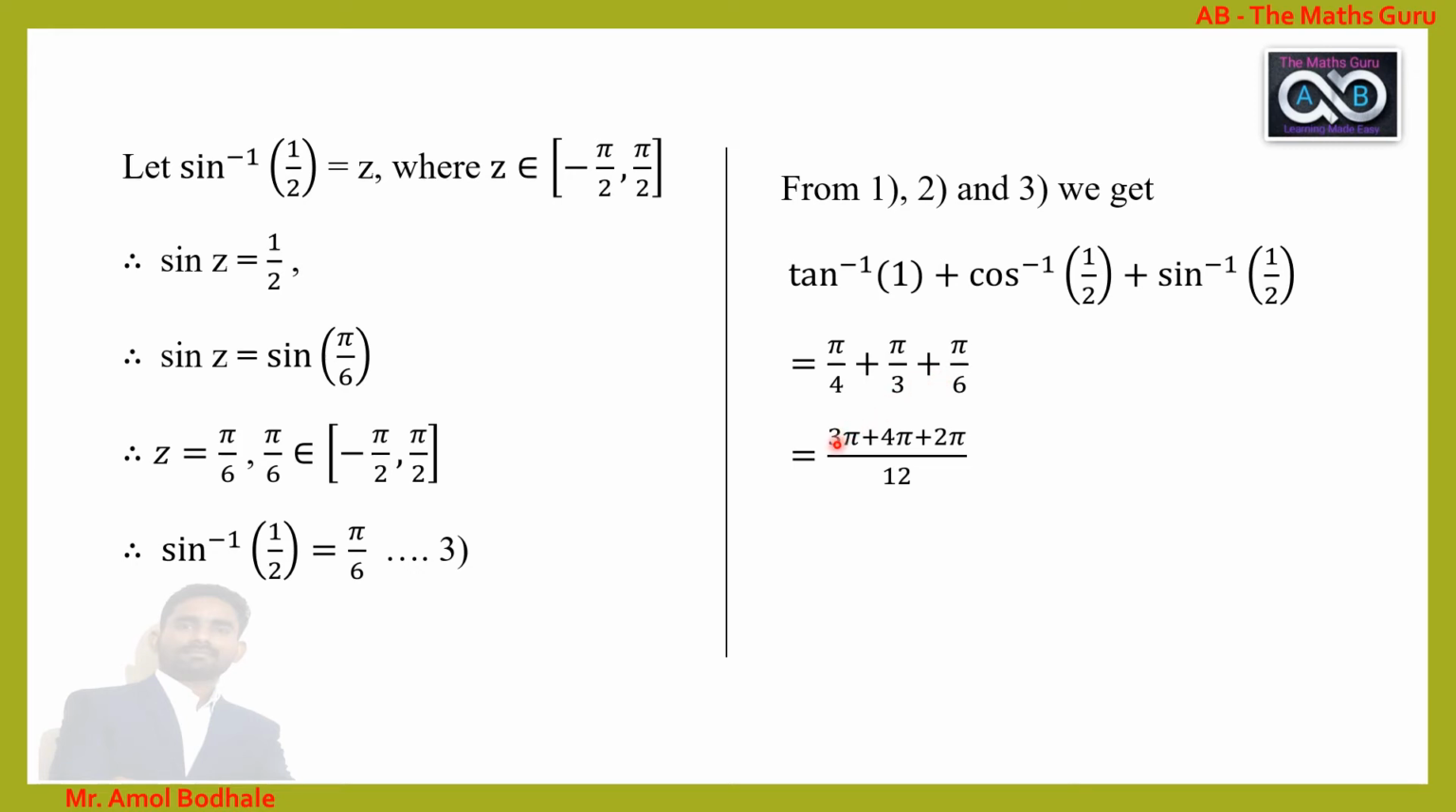So we can write 3 pi plus 4 pi plus 2 pi upon 12. So 3 plus 4 plus 2, that is 9 pi upon 12. Here 9 and 12 are both divisible by 3. So 3 3s are 9, 3 4s are 12. So finally we get the value of this expression, that is tan inverse of 1 plus cos inverse of 1 by 2 plus sin inverse of 1 by 2, which is 3 pi by 4.